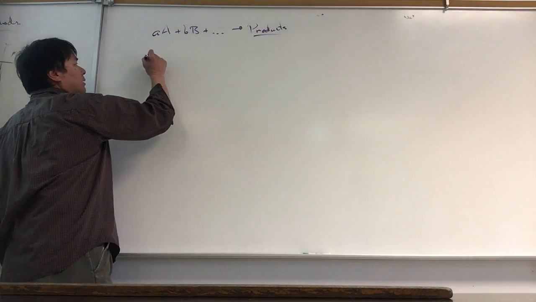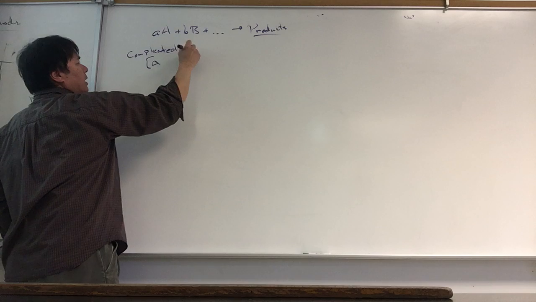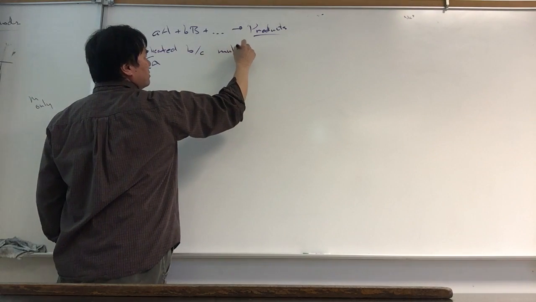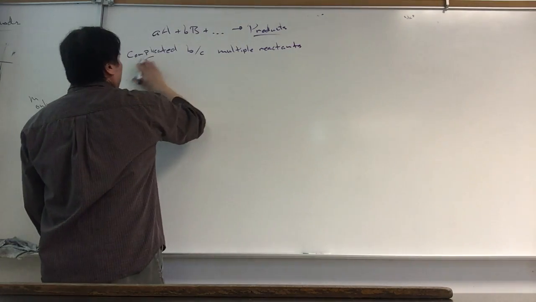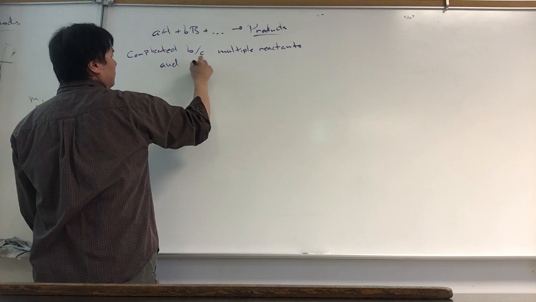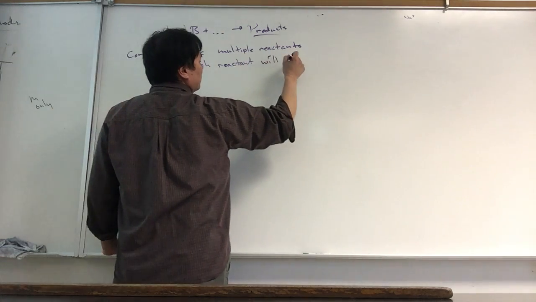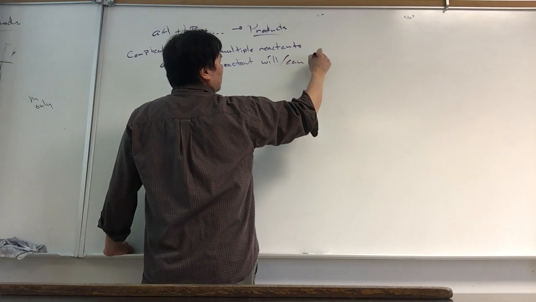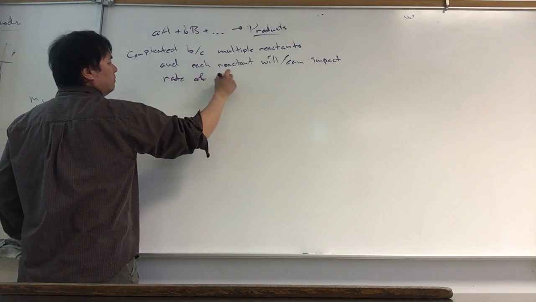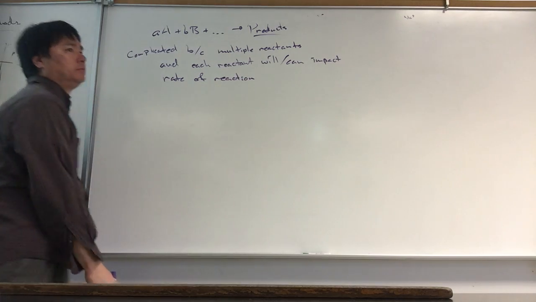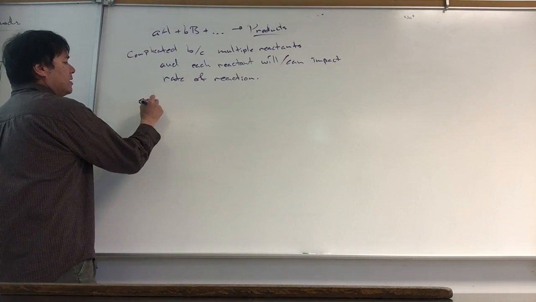And so let's take a look at this. It is complicated because we have multiple reactants, and each reactant can impact the rate of reaction. Therefore, let me give you an example.